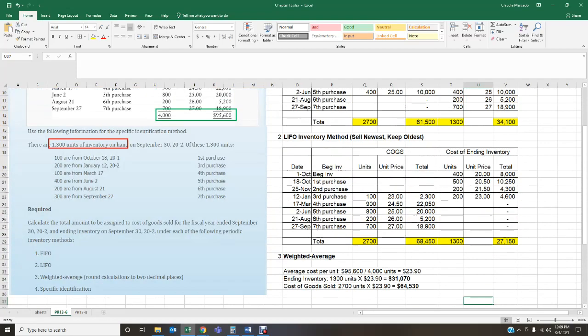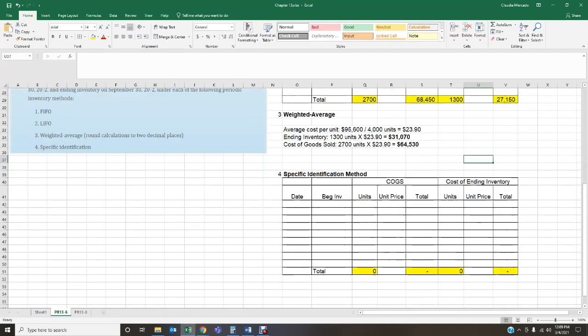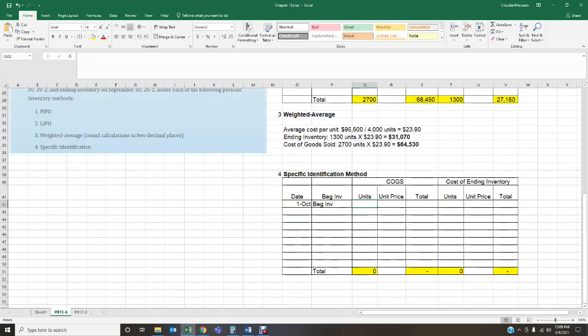So let's start working this one. Did we have any items left over from our beginning inventory? According to this down here, no, we didn't. So that means that all of my beginning inventory units were sold. So I've got October the 1st, my beginning inventory, and I have 400 units at $20 a piece. I'm putting it under my cost of goods sold section because this represents the units that I have sold.